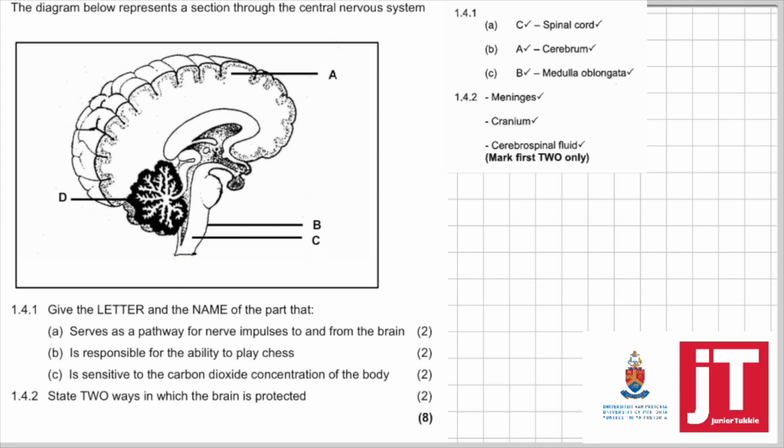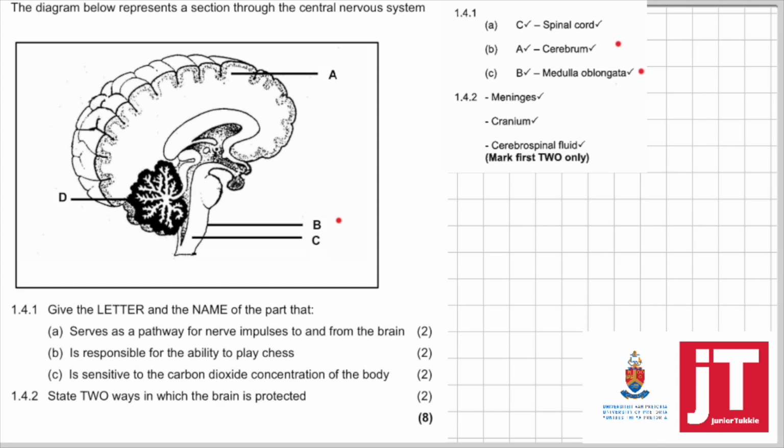Give the letter and name of the part that is responsible for the ability to play chess. Now, playing chess, it's a voluntary action. So that, of course, is A, the cerebrum. Give the letter and the name of the part that is sensitive to the carbon dioxide concentration in the body. Well, that, of course, is the medulla oblongata, and that's B.